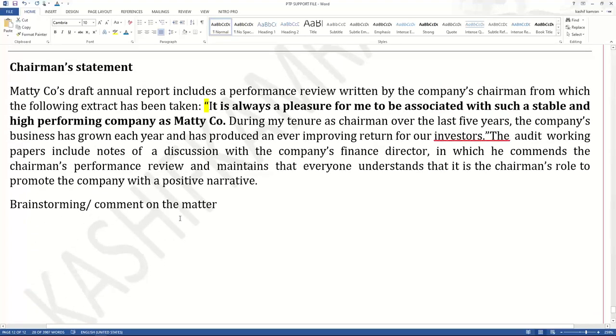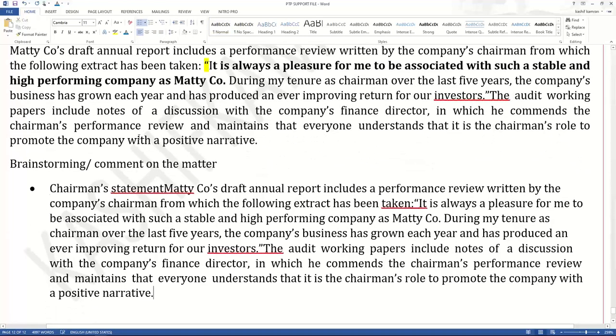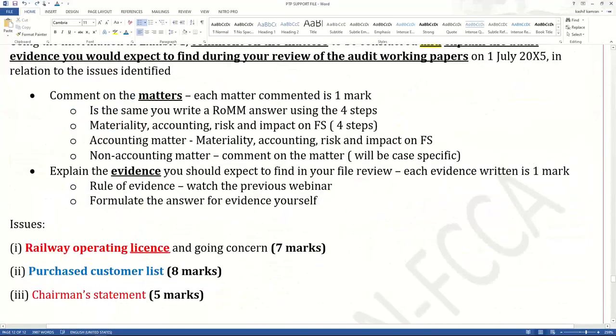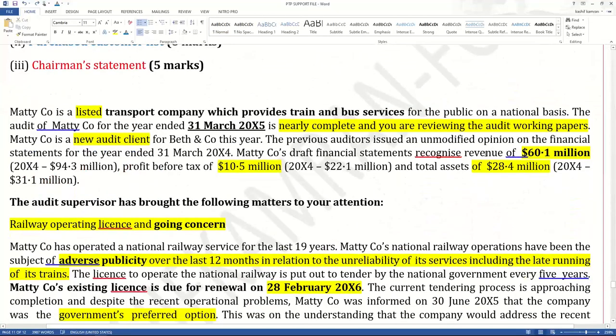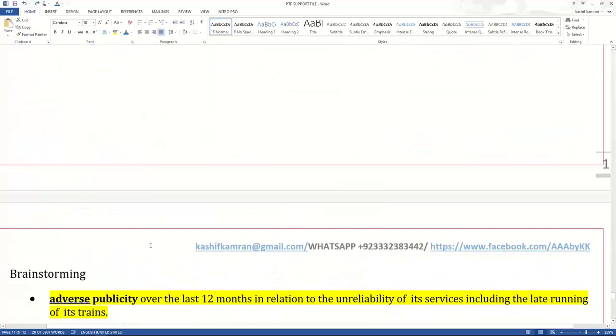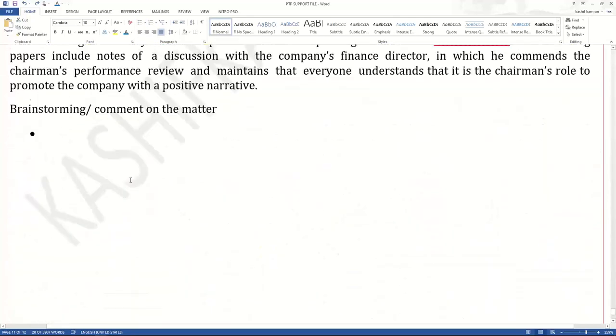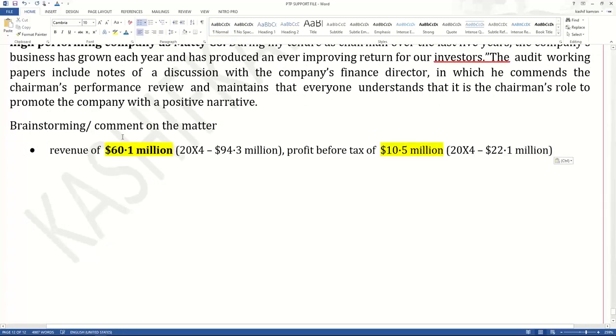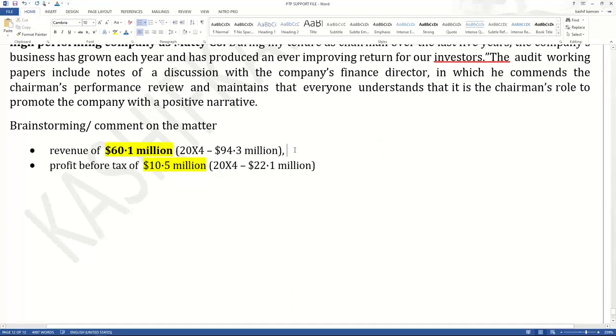It is always a pleasure for me to be associated with such a stable, high performing company. Look at the situation. In para one, we come to know that the revenue of the company has gone down and the profit of the company has gone down. Find the percentages for me quickly. The revenue was 94.3 million. This year, it's 60.1 million. The profit was 10.5 million this year. Last year, it was 22.5 million.